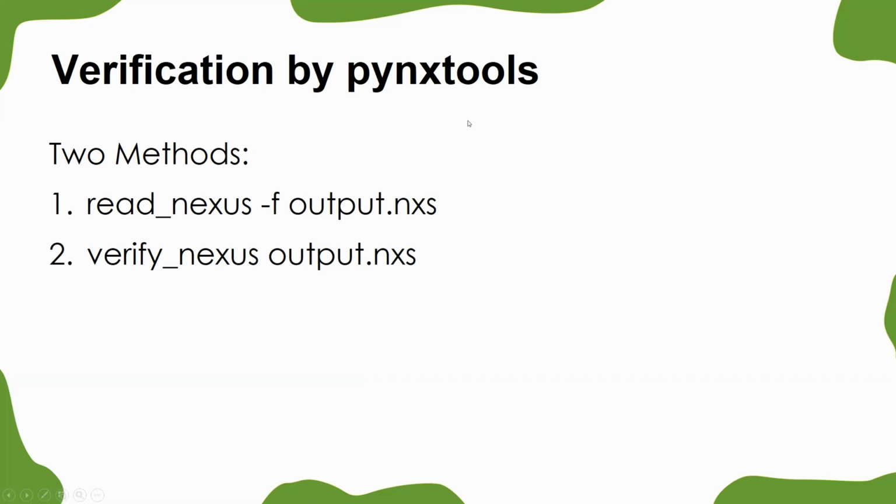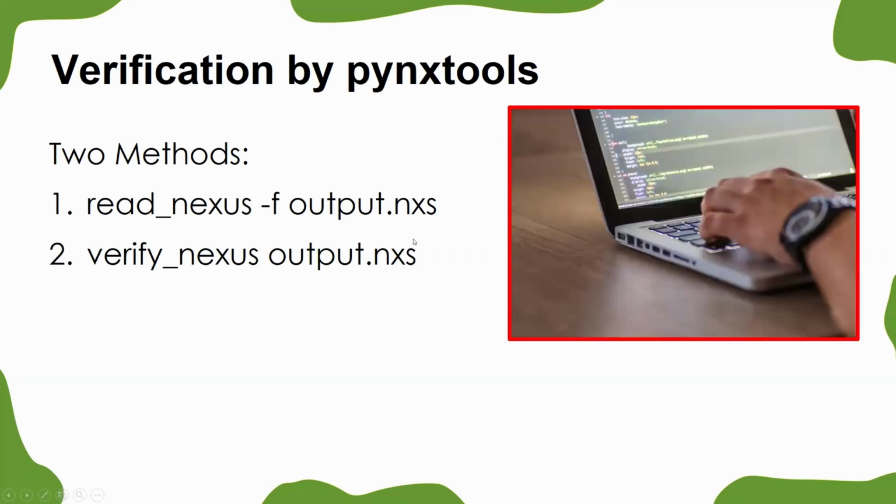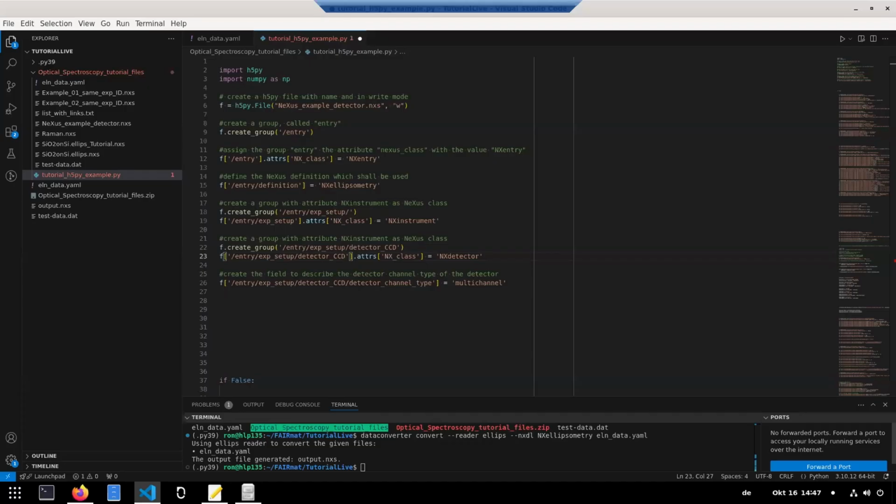Two methods are available by using pynxtools. First, there is the read_nexus function. This is the command read_nexus -f, and then the output file which we have created. And then there's another possibility that is called verify_nexus. This is still in development, but I want to let you also try this out because you already have installed pynxtools. The first line, you just should be able to execute it without a problem.